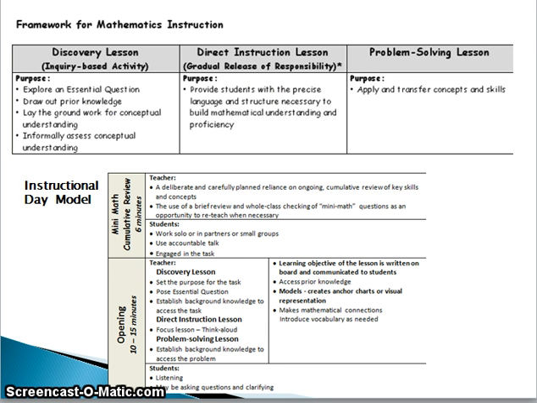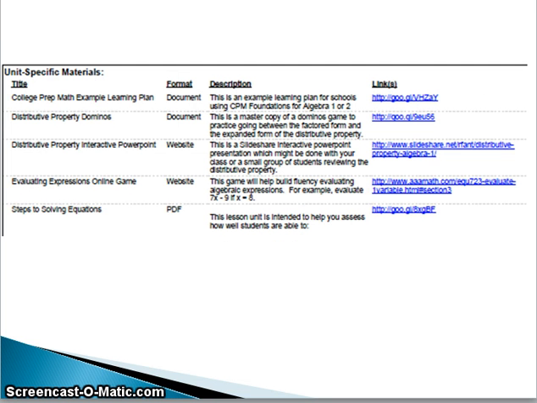Here is an example of the secondary frameworks for math instruction and the secondary instructional day model. These are both very helpful for providing the structure for the types of lesson a teacher might include: discovery, direct, or problem solving, and also the instructional day model helps with how the class period time is used.